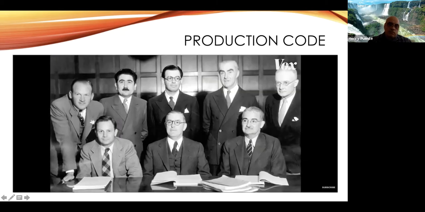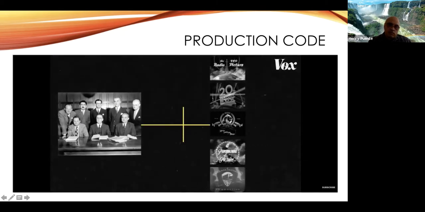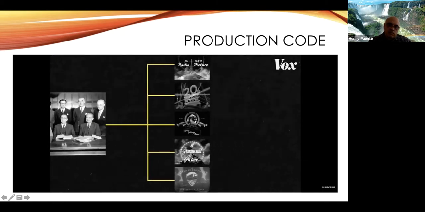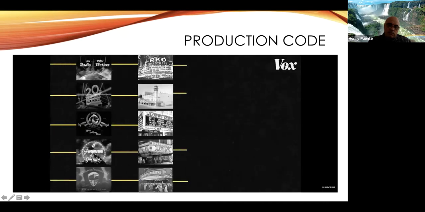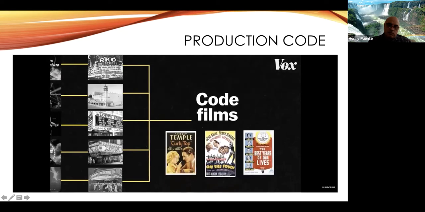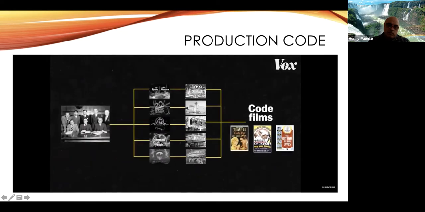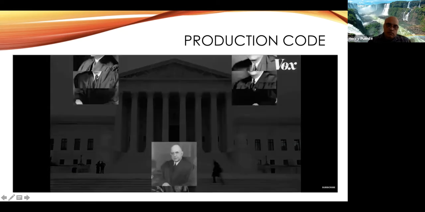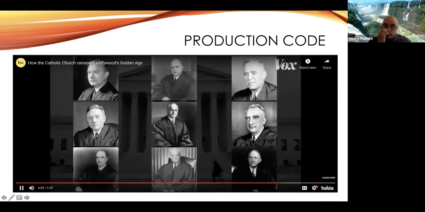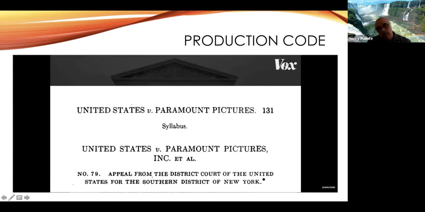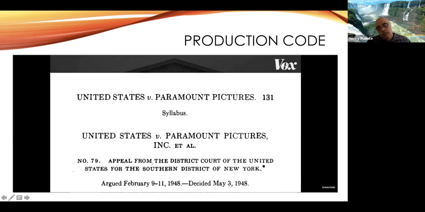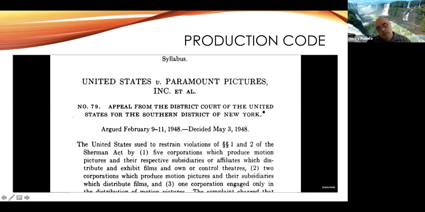The PCA got to say which movies the studios could make, and since the studios owned many of the theaters in the country, most audiences only had access to production code films. You could almost call this arrangement a monopoly, and some people did. Nine people to be exact. U.S. v. Paramount Pictures was a landmark antitrust court case in 1948, in which the Supreme Court said this kind of monopoly was illegal and forced the studios to sell their theaters.